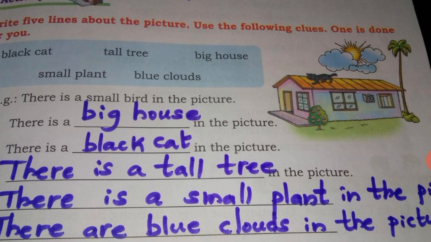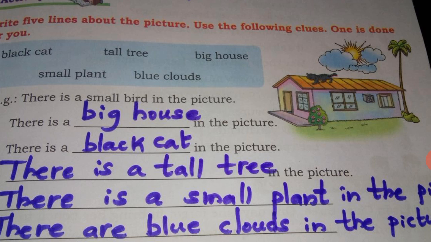Example, they have given, there is a small bird in the picture. Now you have to make use of the clues. There is a dash in the picture. What do you see in this picture? Big house. So write, there is a big house in the picture. Next, there is a dash in the picture. What is that? You can see a black cat in the picture. So write, there is a black cat in the picture.